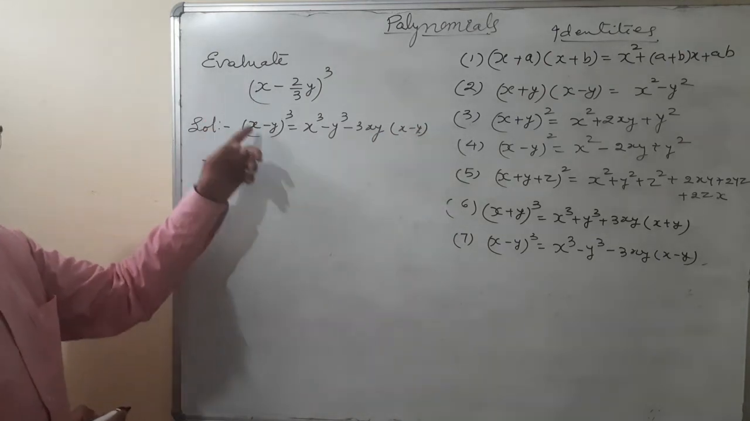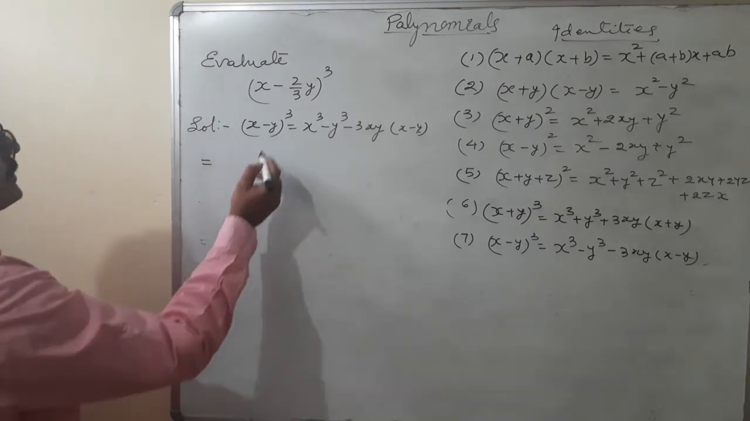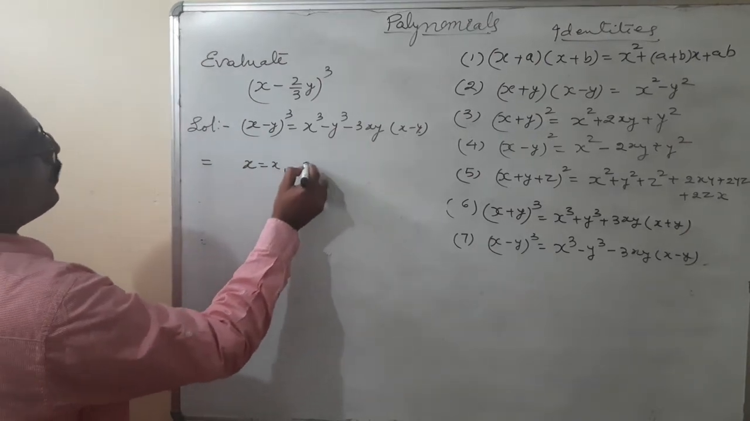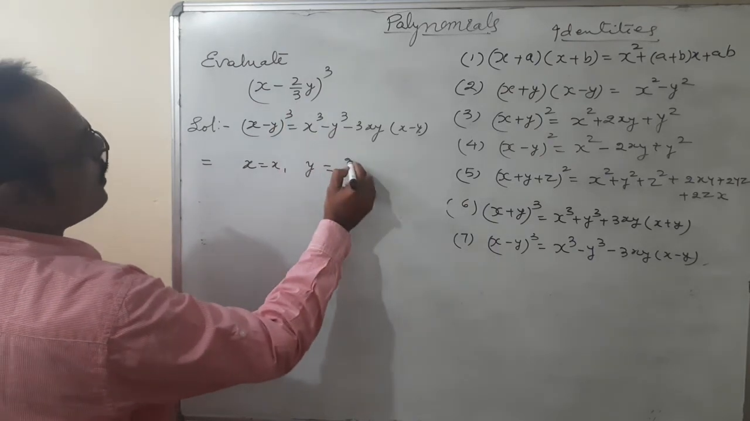Here x is as it is x, there is no change. In place of y, it is equal to 2 upon 3y.